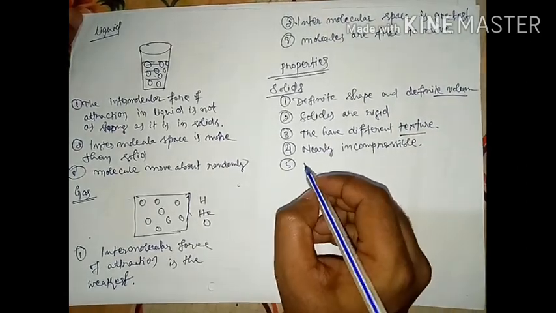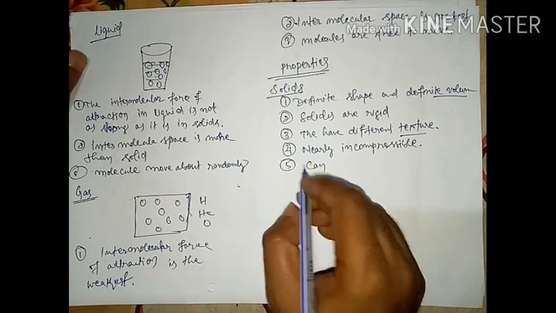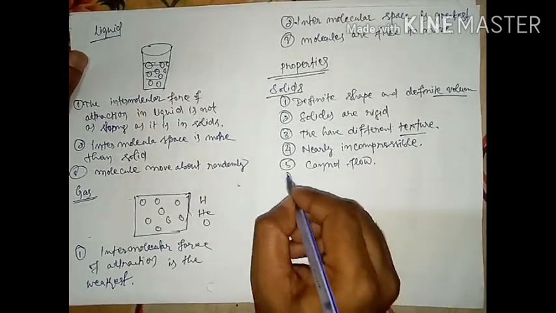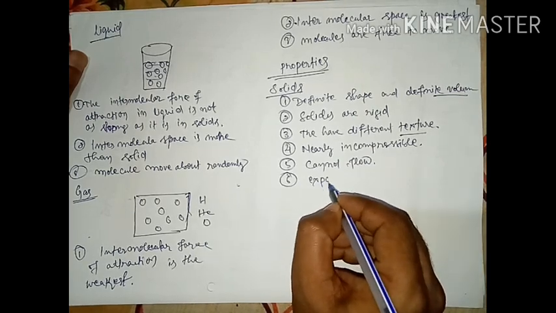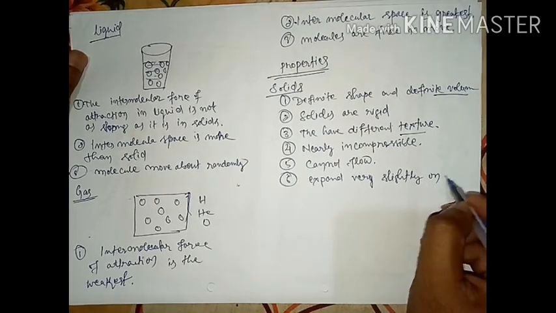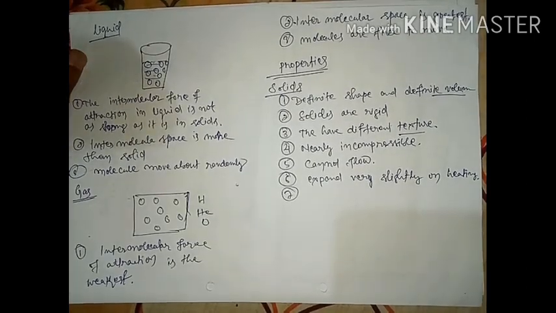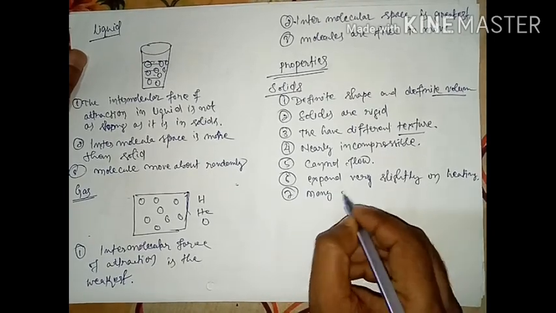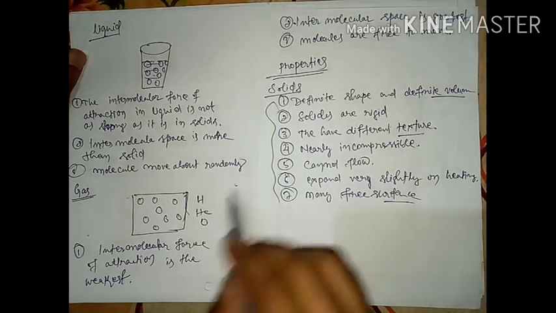Then fifth point, I'm writing cannot flow. Solid cannot flow because molecules are tightly packed and the intermolecular space is negligible, so that's why we can say cannot flow from one place to another place. Then sixth, expand very slightly. If you provide heat, then it will expand very slightly on heating. Then seventh point, solid can have many free surfaces. So these are some properties of your solid.